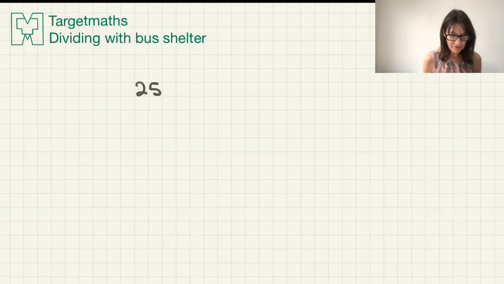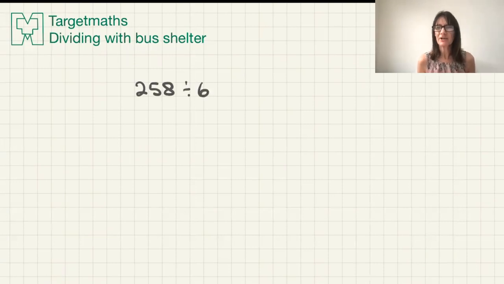So 258 divided by 6 is definitely something I would use the bus shelter for. I'm not going to try and count the sixes until I get to 258. That would take forever, and I'm likely to go wrong at some point with that many calculations to do. And I obviously don't just know the answer, so I have to have a technique that I can use that's going to help me find it. So bus shelter is my go-to.